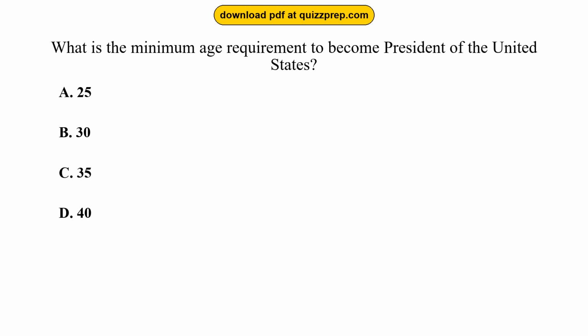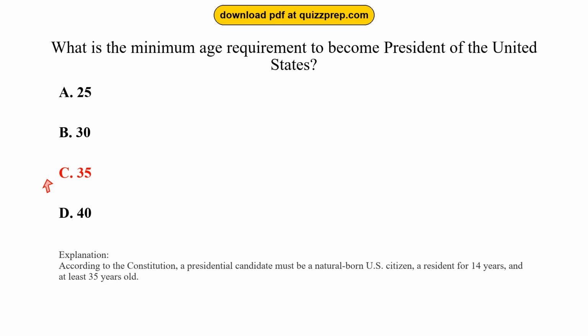Question 65. What is the minimum age requirement to become President of the United States? Option A 25, Option B 30, Option C 35, Option D 40. The correct answer is option C, 35. According to the Constitution, a presidential candidate must be a natural-born U.S. citizen, a resident for 14 years, and at least 35 years old.